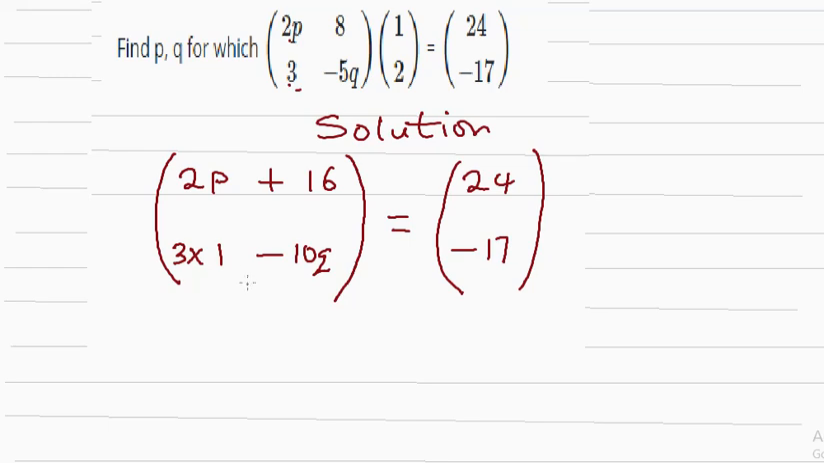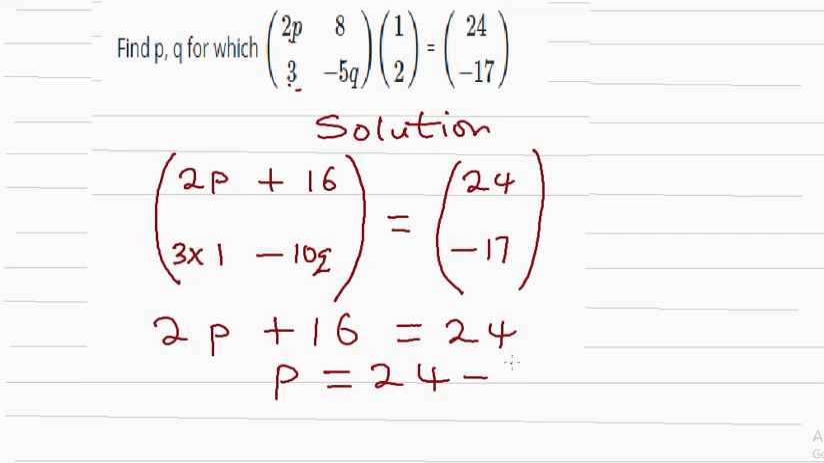Now we can equate. As you can see here, 2p plus 16 is equal to 24. From here, I can find the value of p. All I need to do is take 16 to the other side. That's going to be 24 minus 16, and I'd have to divide by 2. 24 minus 16 gives us 8, so that's 8 all over 2, which is 4.